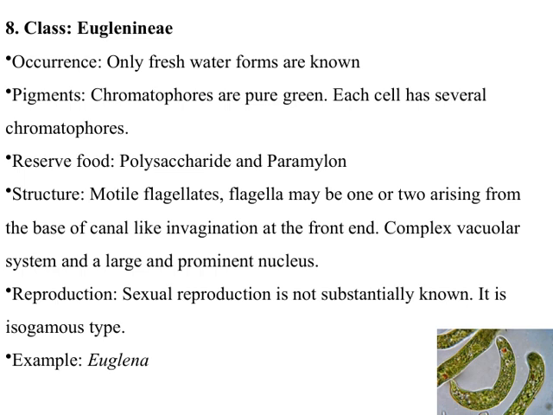Regarding reproduction, sexual methods are not well understood, but it is believed that they reproduce through an isogamous type, meaning the gametes are similar in size and form. An example of this class is Euglena, which is quite well known and often studied in laboratories. Euglena is a fascinating organism because it exhibits both plant-like and animal-like characteristics, making it a perfect representative of Euglenidae.